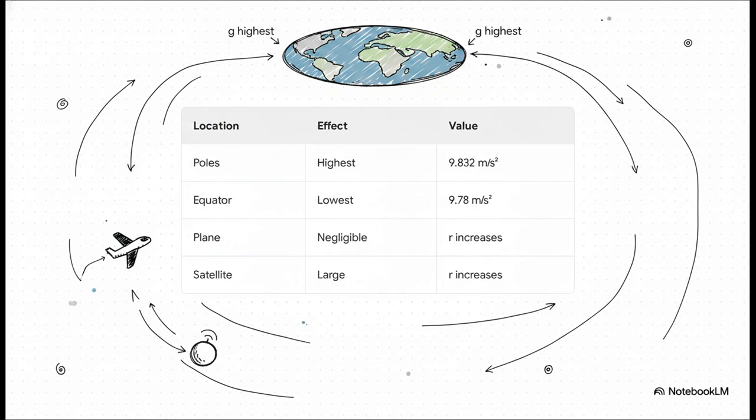Furthermore, as we gain altitude, the distance r increases, which means g naturally has to decrease. Now, this decrease is pretty negligible if you're just flying in an airplane at 10 kilometers up, but it becomes a very significant drop when we're talking about artificial satellites orbiting way above the planet.